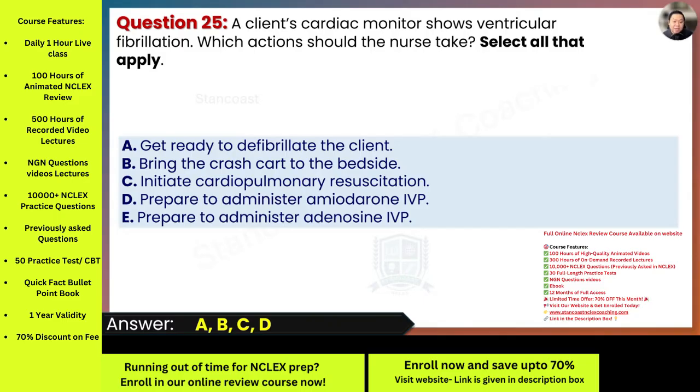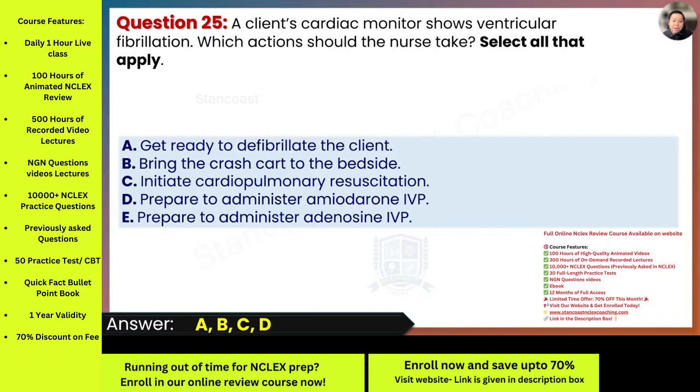Now, what about letter D? Administer amiodarone IVP. Take note that we have a case of VFib here. If defibrillation does not restore the normal rhythm, then amiodarone can be used to help stabilize the heart's electrical activity. Amiodarone is a potent antiarrhythmic drug that is used to treat VFib. It works by prolonging the refractory period of the heart's electrical system. It will also prevent further abnormal rhythm. So your role here as the nurse is to be ready to administer amiodarone IV push if the VFib persists after defibrillation.